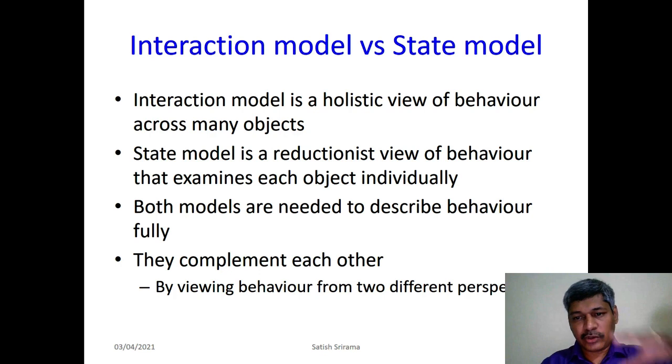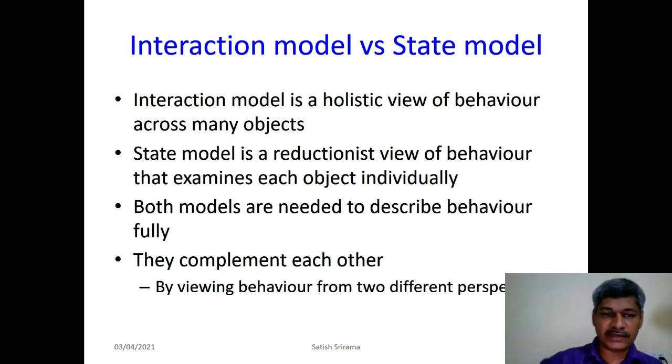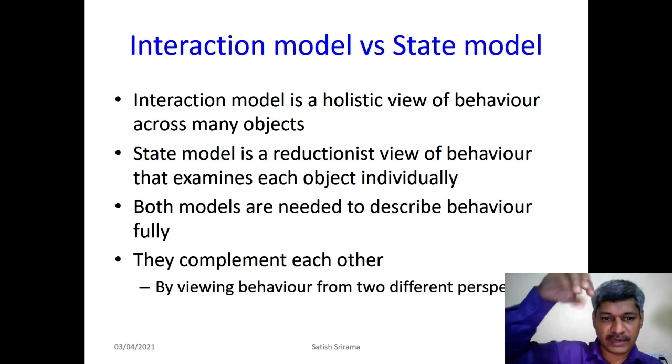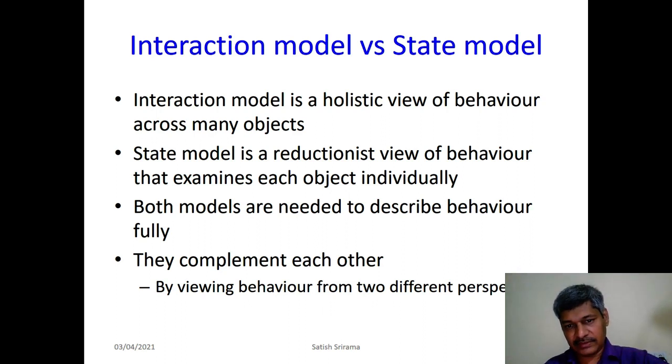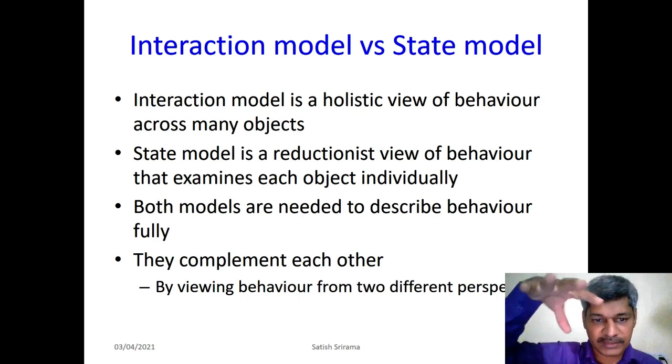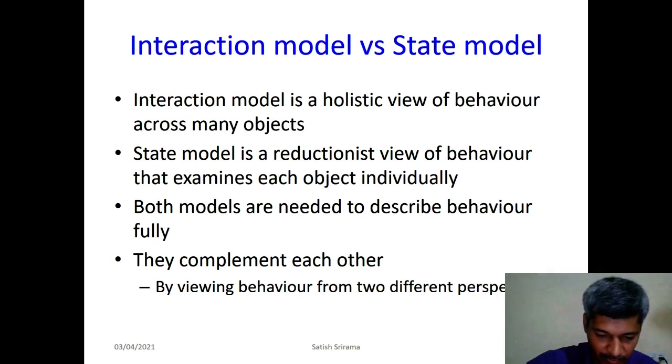The interaction model is a holistic view of the behavior across many objects. It is, for example, an upper view of the complete system. Whereas a state model is a reductionist view of behavior that examines each object individually. So the interaction model is a view of the complete system, whereas the state model is about observing each and every object individually.